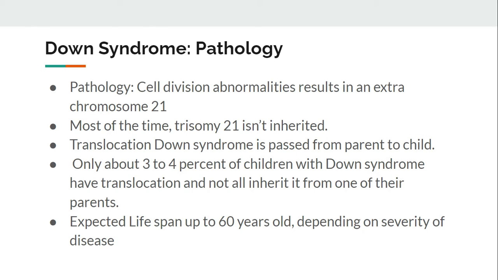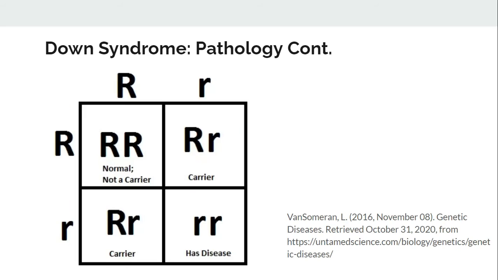Only about 3 to 4% of children with Down syndrome have translocation, and not all of them inherit it from one of their parents. The expected lifespan for Down syndrome patients is up to 60 years old, but it's all dependent on the individual and on the severity of their disease.